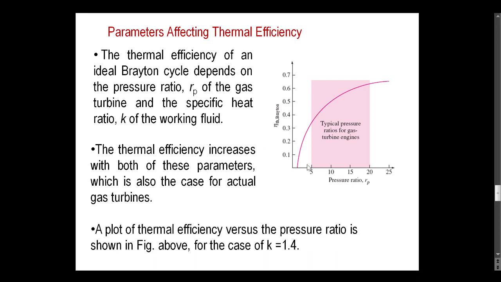Which parameters are affecting the thermal efficiency of the Brayton cycle? The thermal efficiency of an ideal Brayton cycle depends on the pressure ratio Rp of the gas turbine and the specific heat ratio, that is k, of the working fluid. The thermal efficiency increases with both of these parameters, which is also the case for actual gas turbines. A plot of thermal efficiency versus pressure ratio is shown in the above figure, where we have considered k equal to 1.4.